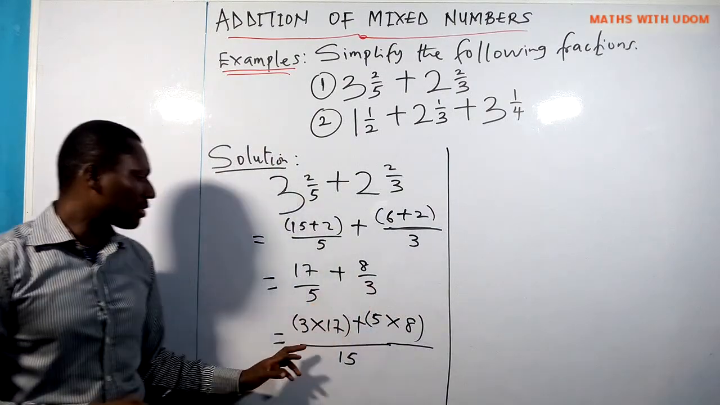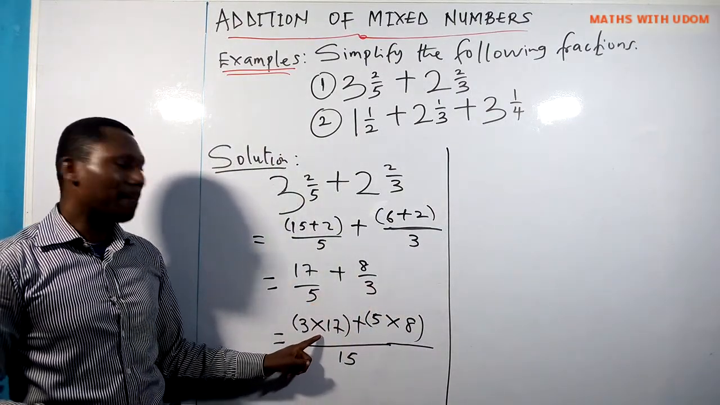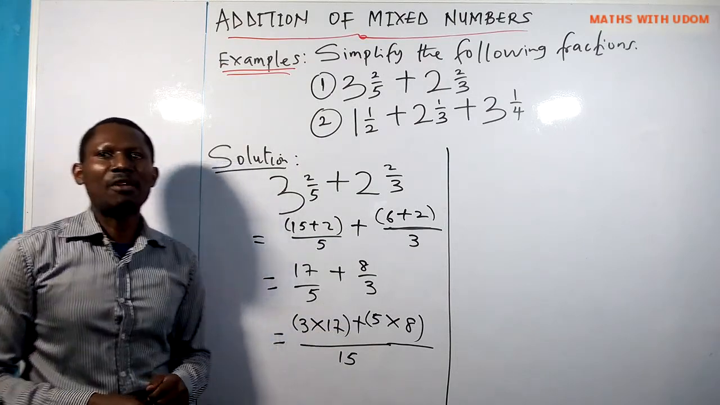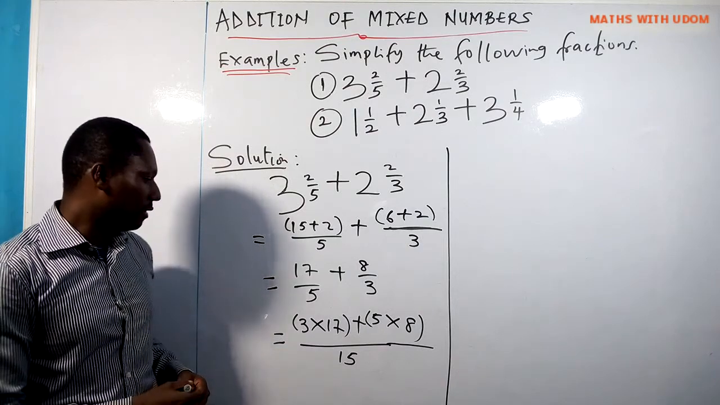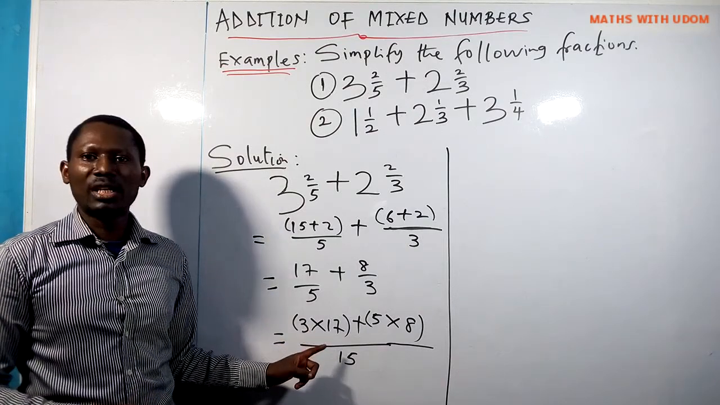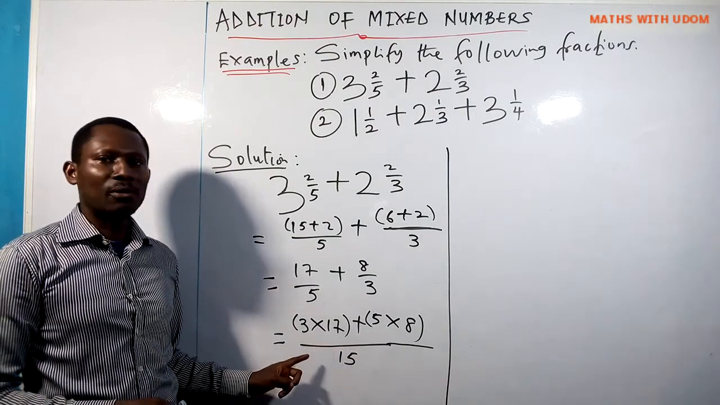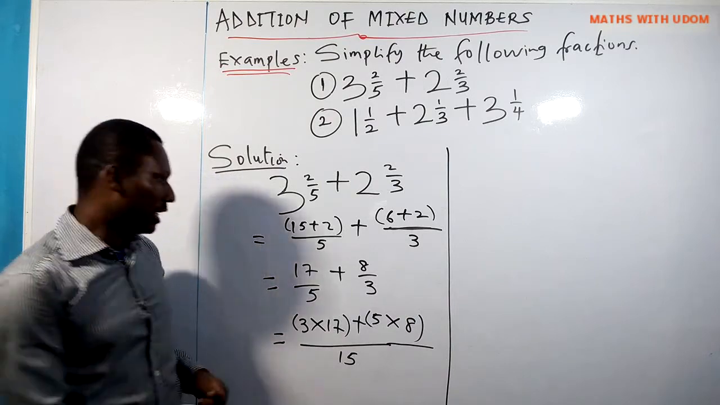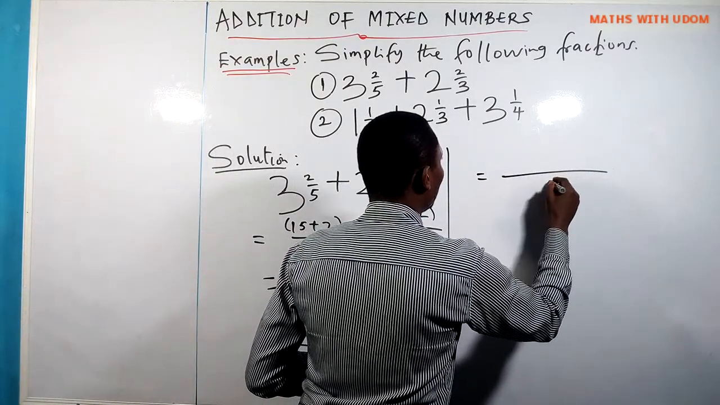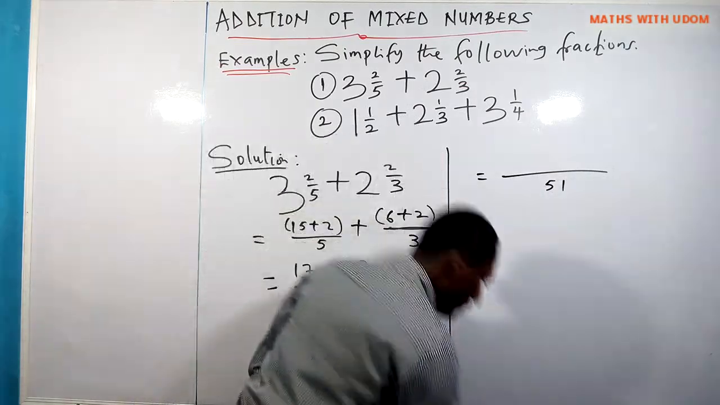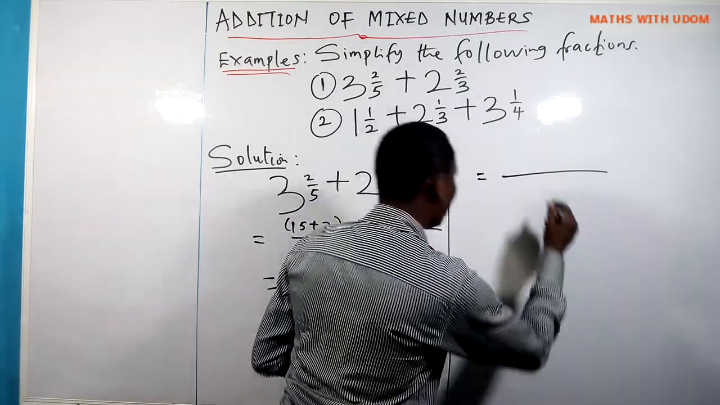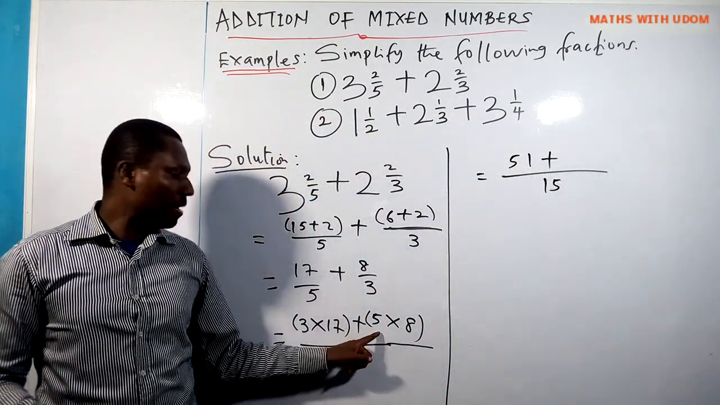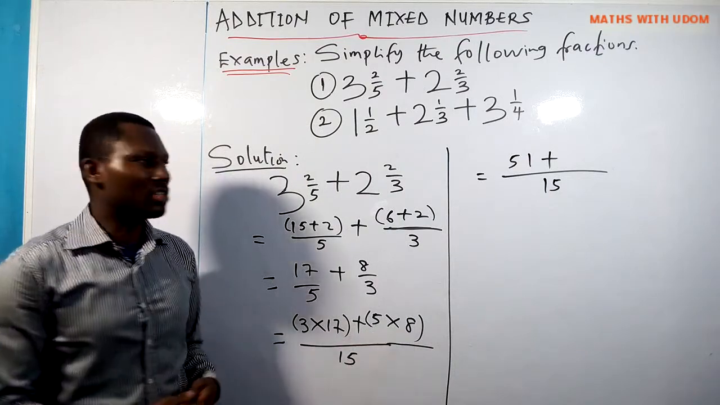So the next thing for us to do is to multiply our numerators. We have 3 times 17, and that will give us 51, because 3 times 7 is 21. So we write 1, carry 2. Then 3 times 1 is 3, plus the other 2, and that gives us 51. Oh, sorry. The denominator is 15. So we have 51 plus, 5 multiplied by 8, we have 40.